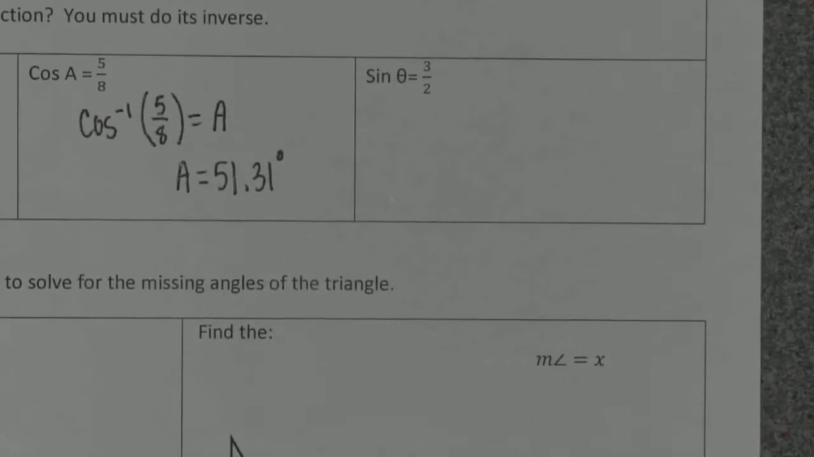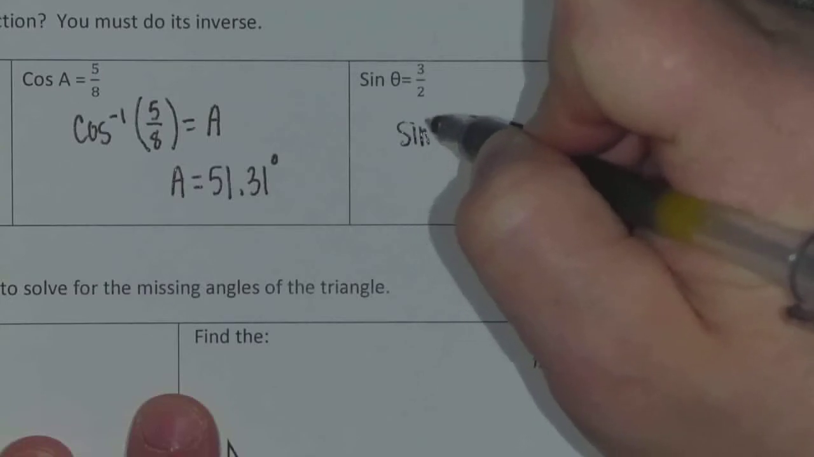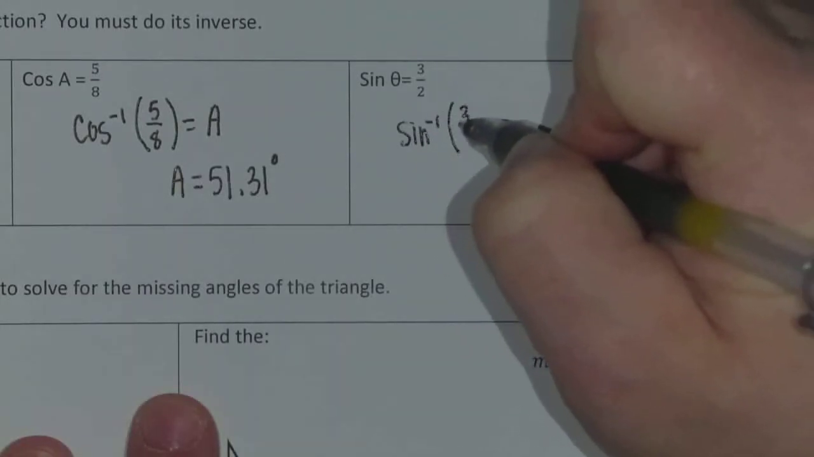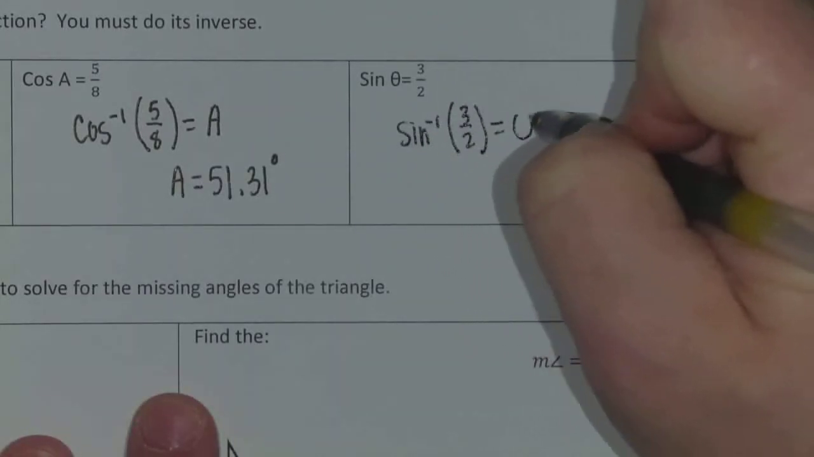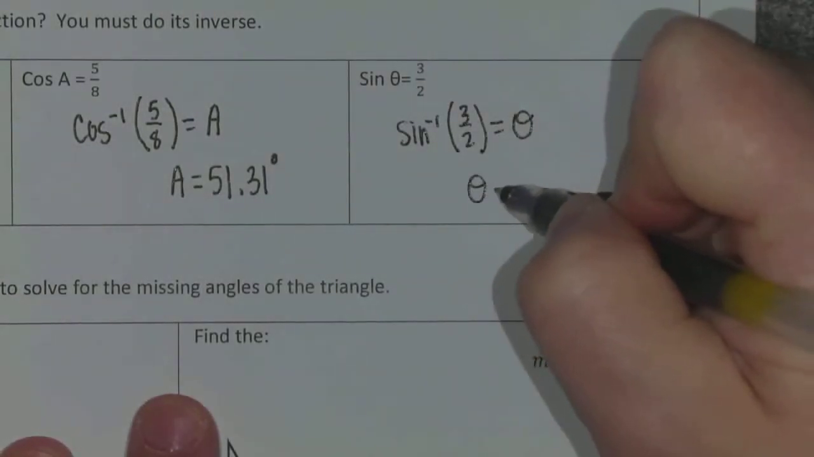Okay. One more then. How do I undo a sine? I use the inverse sine to find that angle. So I would do the inverse sine of 3/2, and that would give me the measure of angle theta. When you do that, what do you get theta equal to?